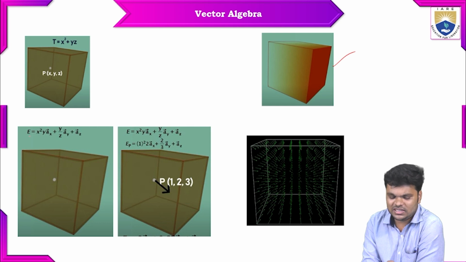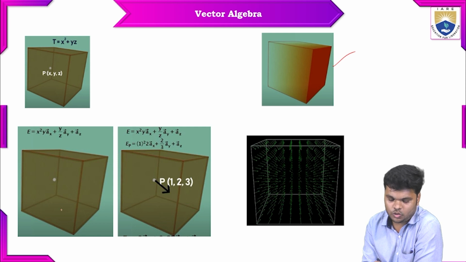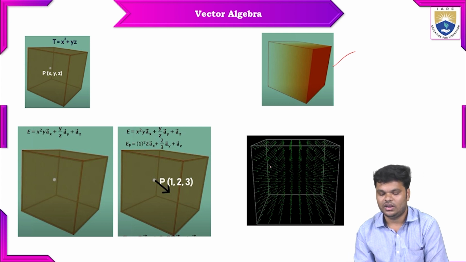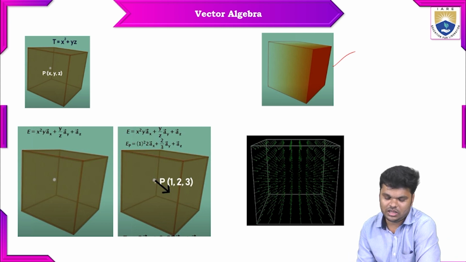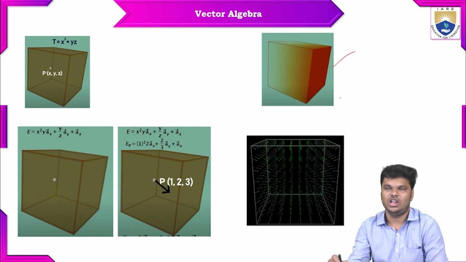Suppose there is an electric field in this room, which varies according to this equation. As I told you, the electric field is a vector quantity, that's why it has a magnitude and direction. If I plot the electric field at each and every point in this room, then it would appear like this. You can see there are several vectors which have a magnitude and direction. At specific point P(1, 2, 3), the direction is like this. So this one is an example of vector field, whereas this one is an example of scalar field.